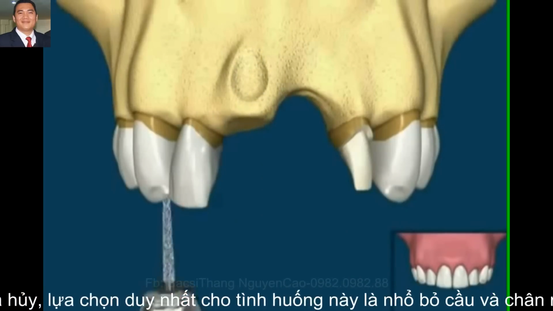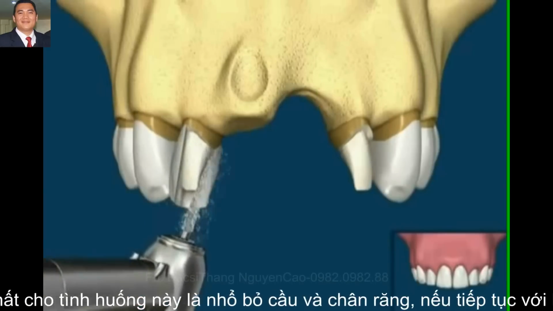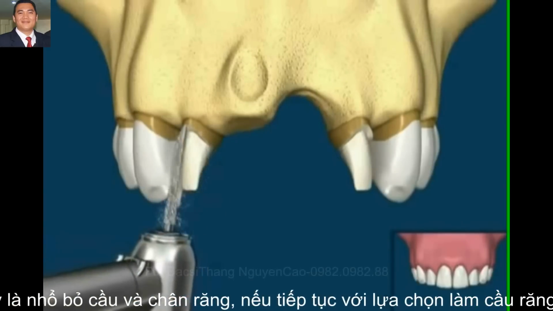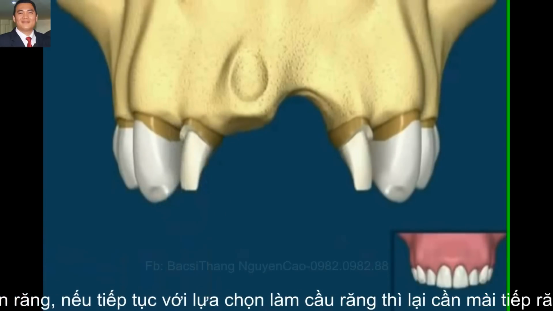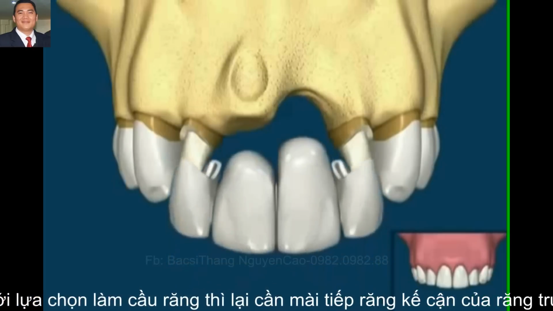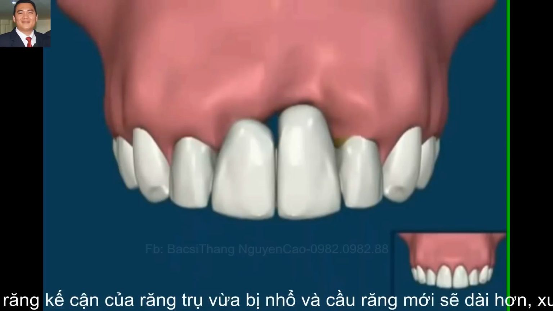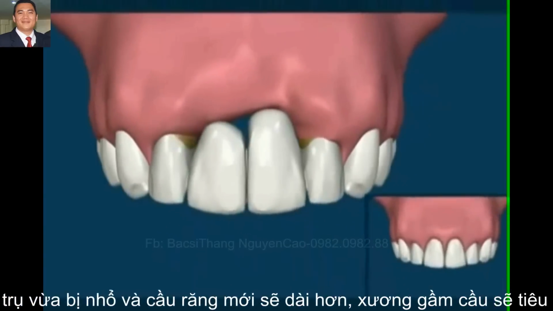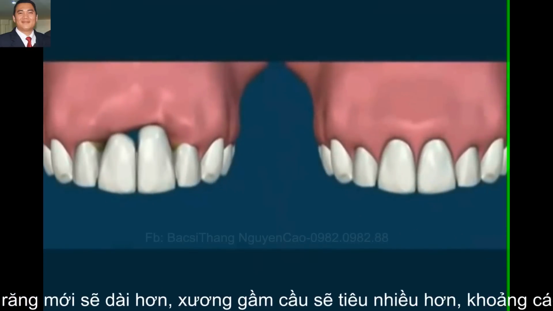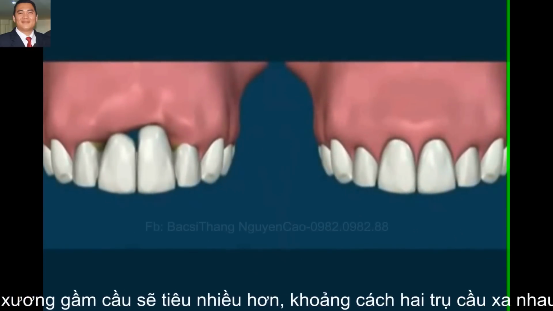To continue with the bridge option, we again need to cut down another tooth and make the bridge bigger. A 4-unit bridge can then be placed on the two prepared teeth. This bridge will not look as good as the original due to the bone loss. The process of atrophy will continue as before.